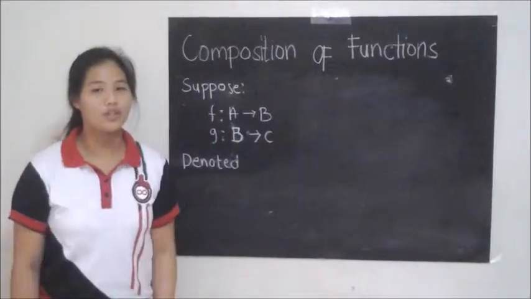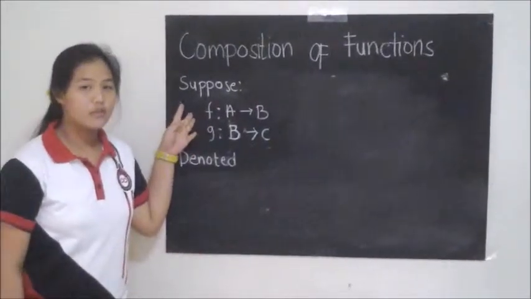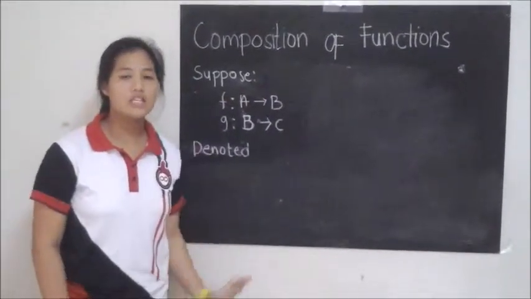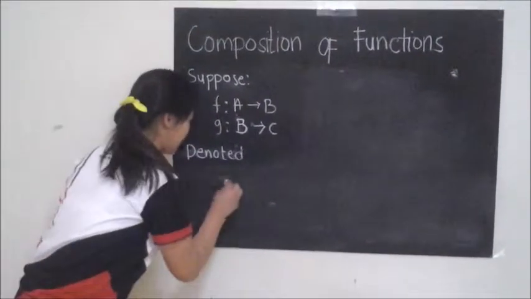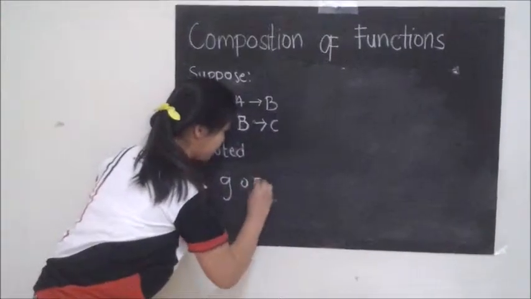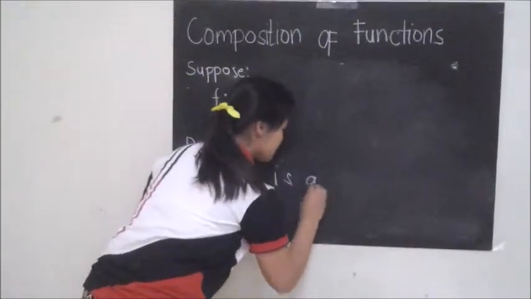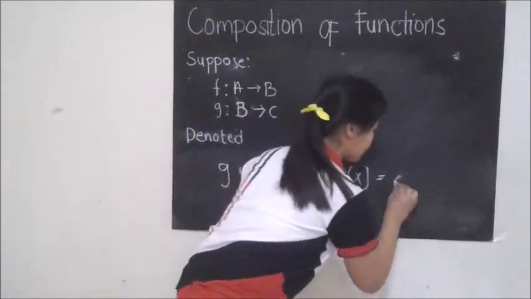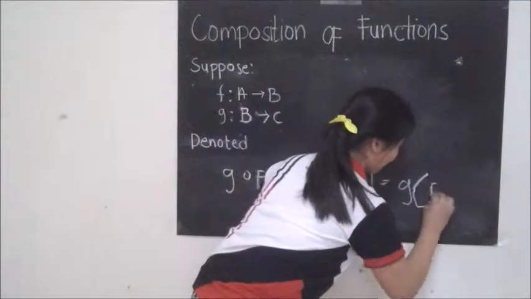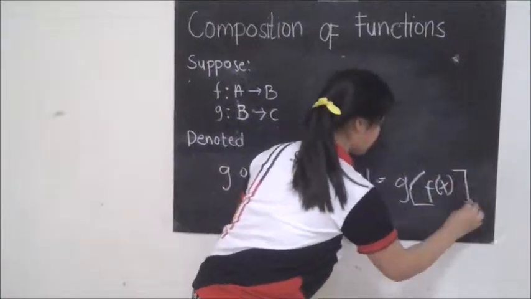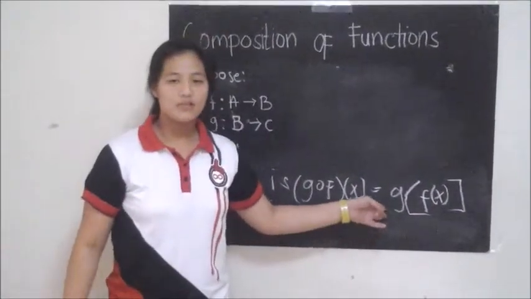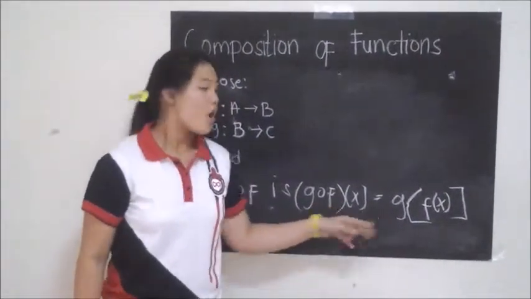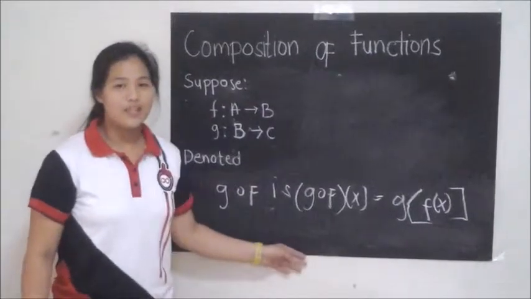Functions. Definition. Suppose f is a function from A to B and g is a function from B to C. Then the composition of g and f is denoted by g circle f, where (g circle f)(x) is equal to this statement. This statement is read as g composed with f of x, or g of f of x, where x is any element in the domain of f.